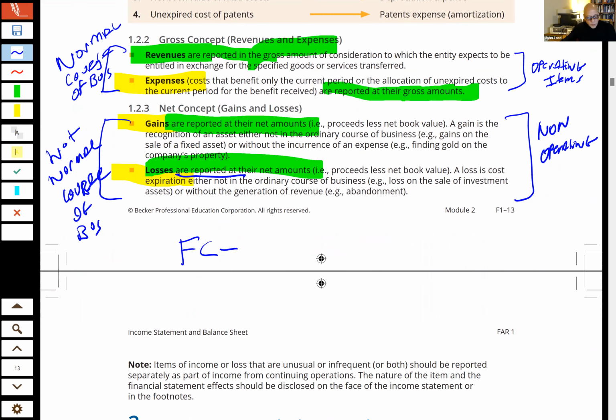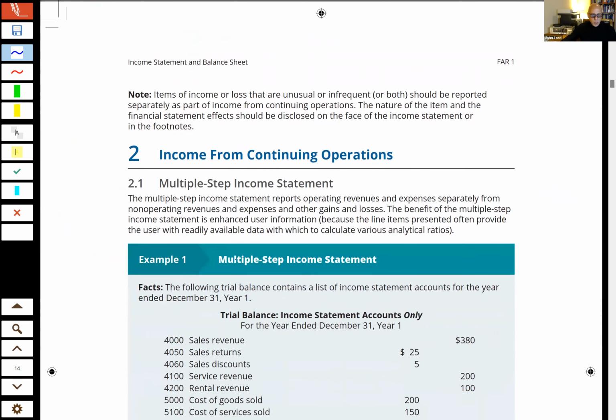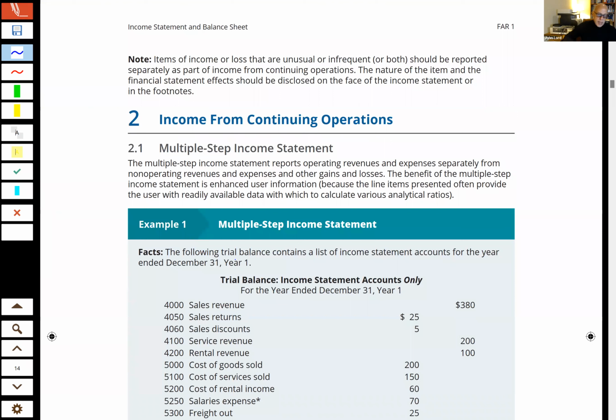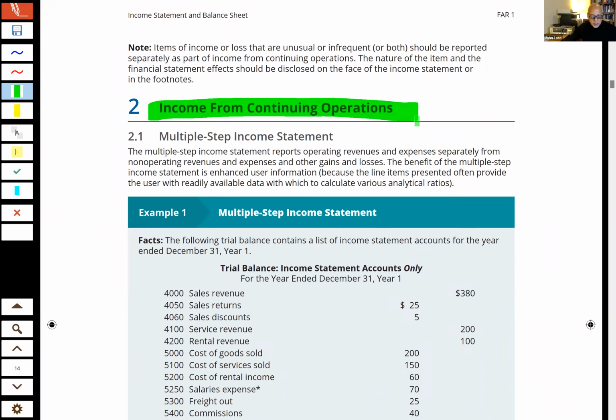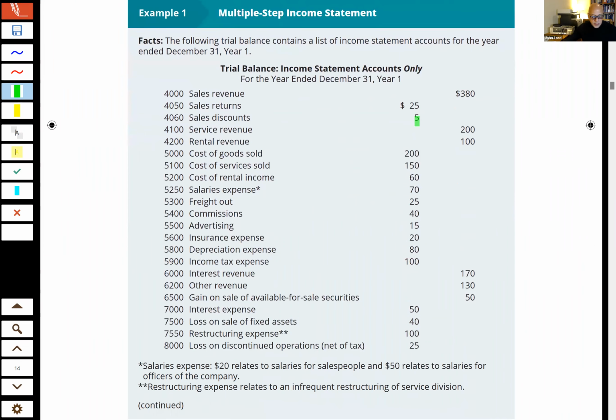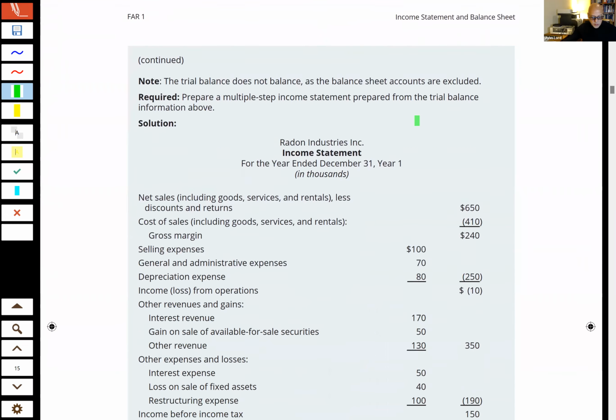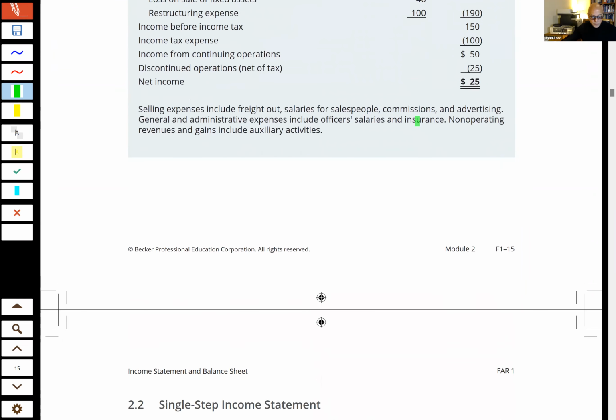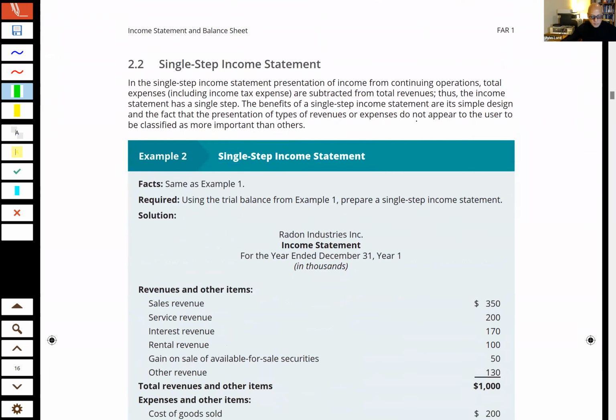Okay, good. Now you come over and we start talking about the multiple step income statement and how that will allow us to calculate income from continuing operations. We know right out of the gate, if it's income from continuing operations, it's not going to include discontinued operations, and we'll talk more about that later. They talk to us in terms of a multiple step income statement versus a single step income statement, which you see coming over to the next page, the single step income statement.